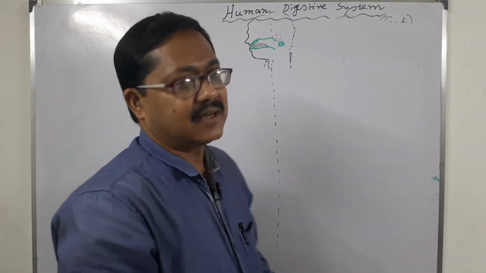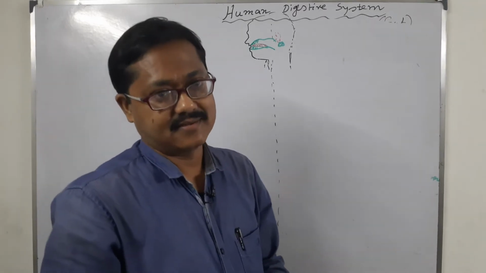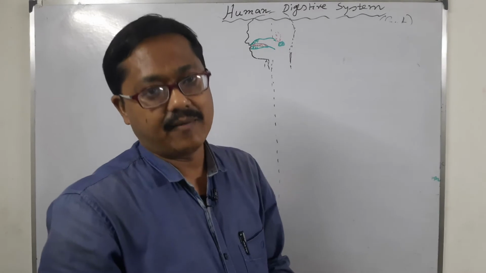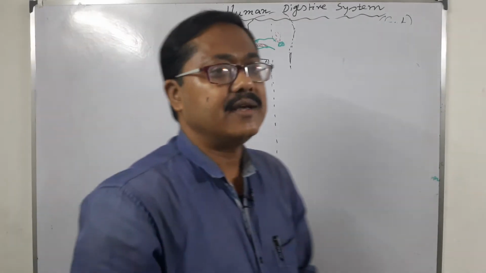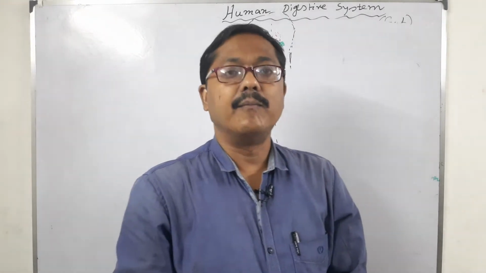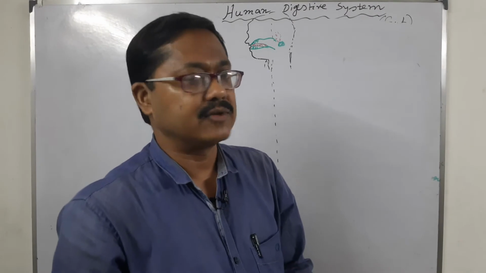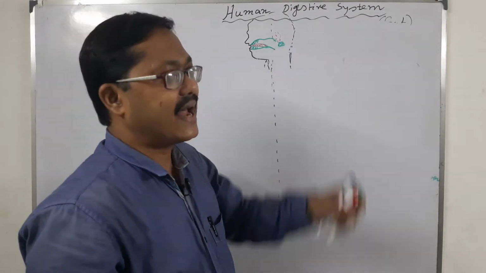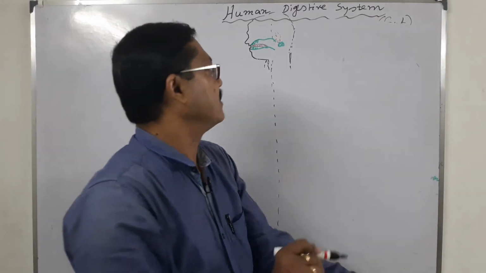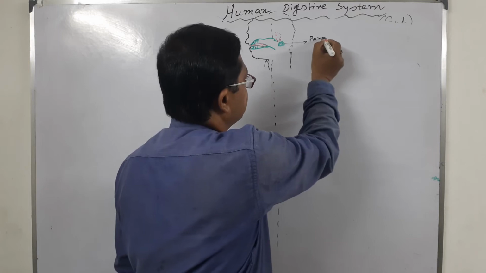When mumps is critical, another disease may occur. This is called orchitis, which can lead to azoospermia. We shall study this when we study the male reproductive system particularly. So when mumps infects this parotid gland, mumps develops. This is the parotid gland.